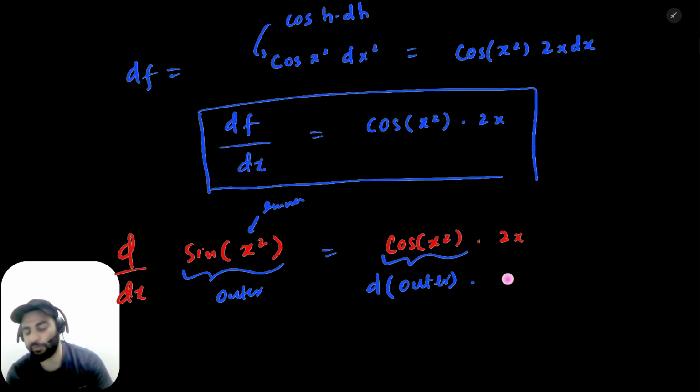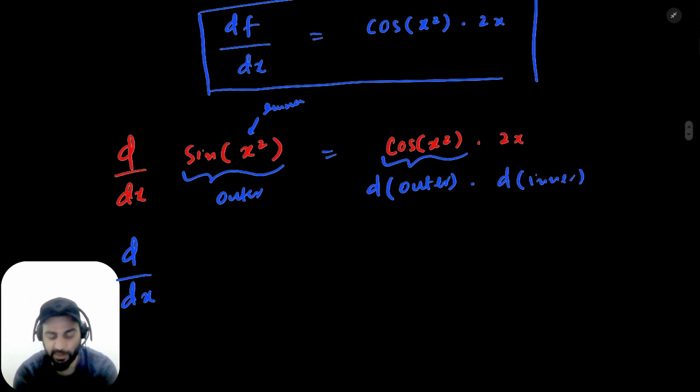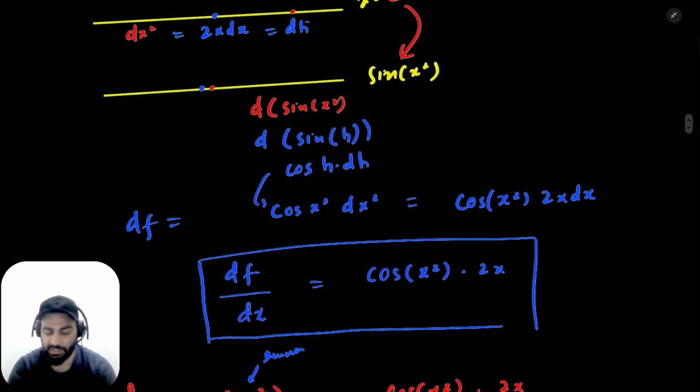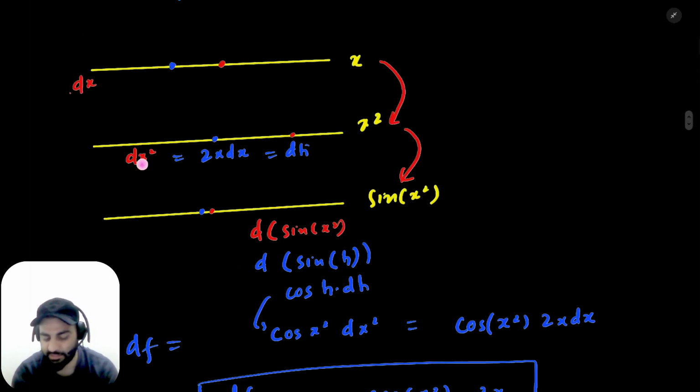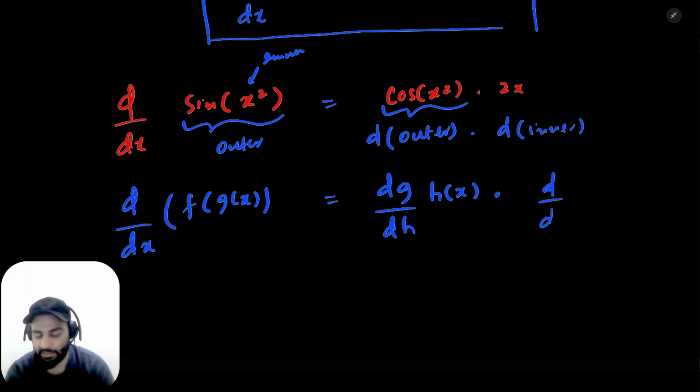This is multiplied by d of inner, because this is what got multiplied. So again coming back, if we generalize it, d by dx, if we have functions f of g of x, we want to see it. So what did we do? We did d of g, change in g by change in h, because we introduced that h ourselves. We made this intermediary function as h, that this dx square we call it dh. So that's what I did, dg by dh, and then multiplied by d by dx of h of x.